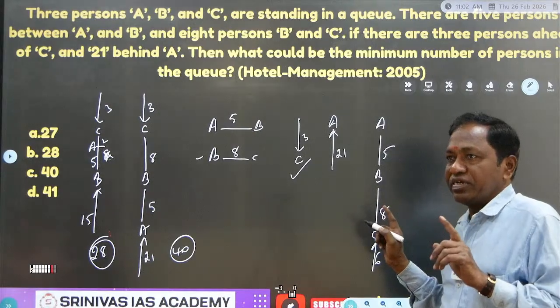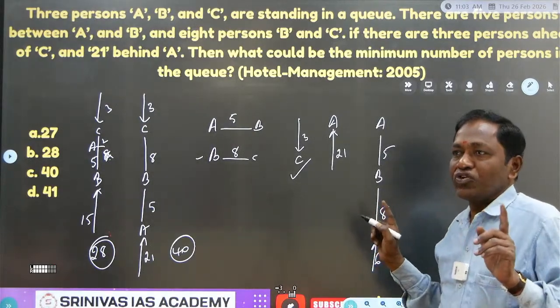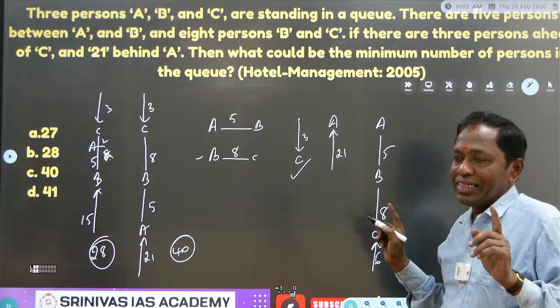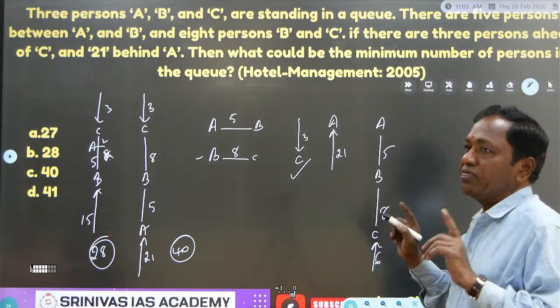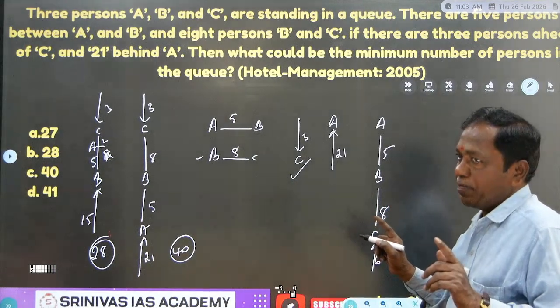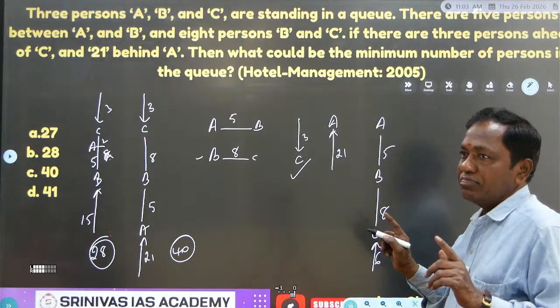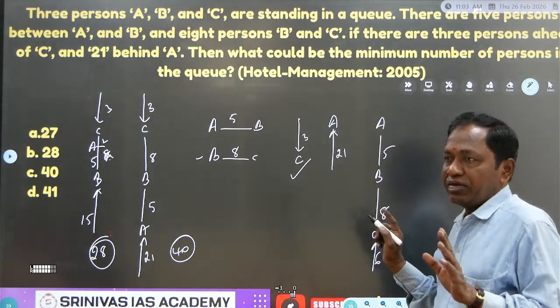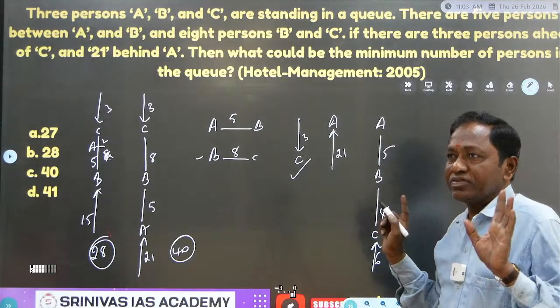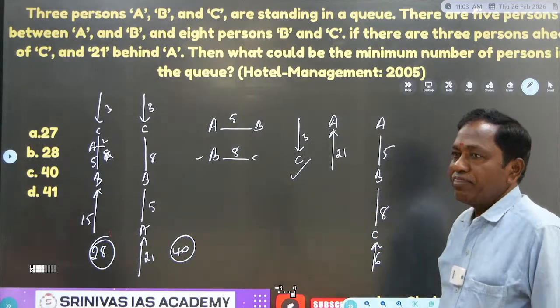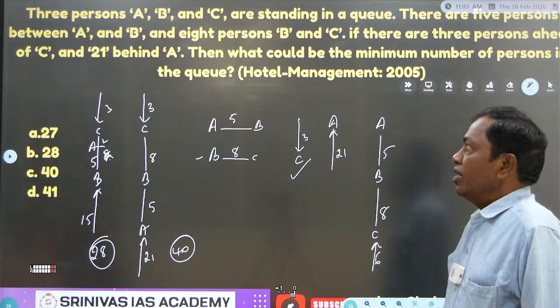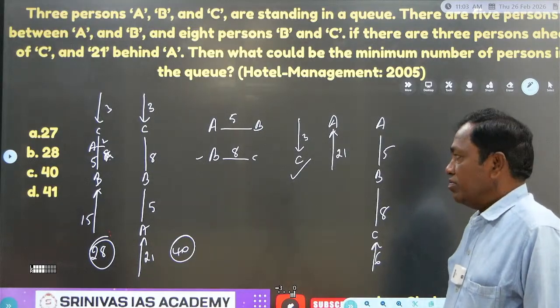Whenever "if" comes in aptitude, the real question starts. If there are 3 persons ahead of C, and if 21 behind A means A should come here only, sir. Wherever it comes, it may be. No, sir, the question says above C there must be 3, that's all. Then ahead of C, and if 21 is behind A, this arrangement only we should take, sir.